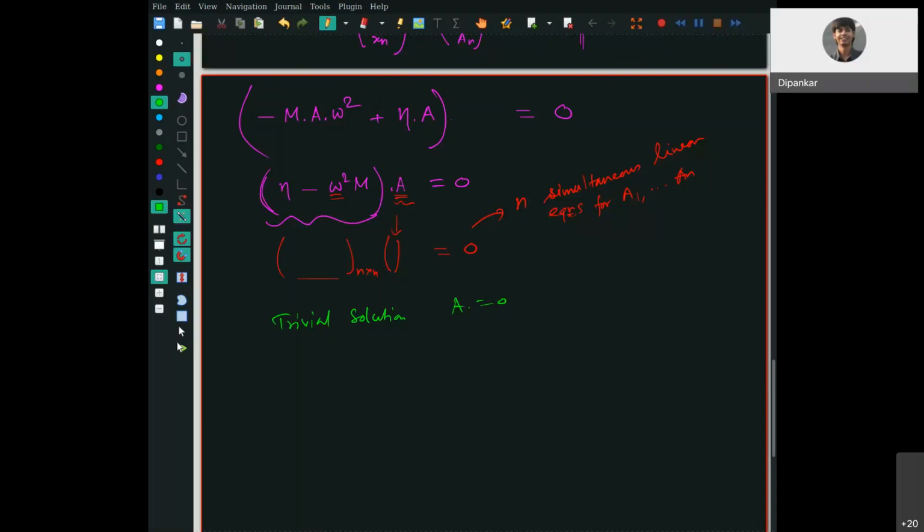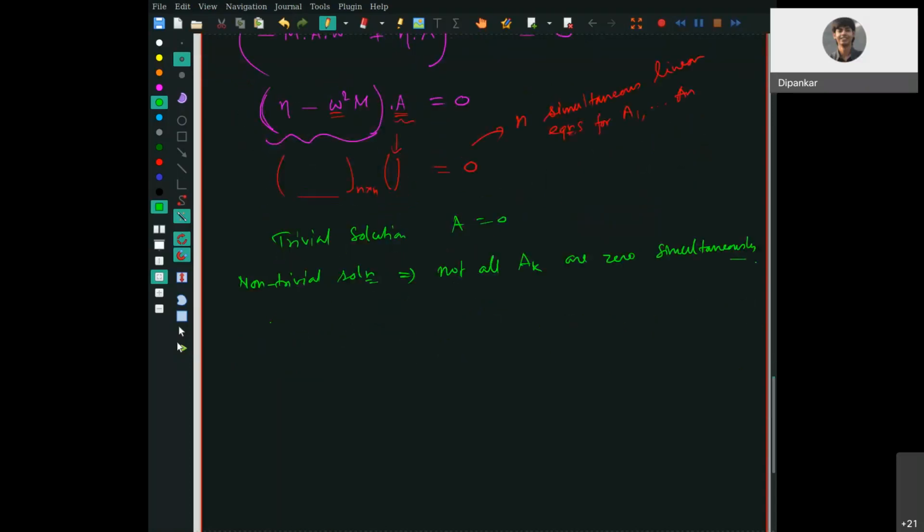But for a non-trivial solution of this equation, you must have the coefficient determinant equal to 0. What that means is that not all the equations are independent. By non-trivial solution I mean that not all ak are 0 simultaneously. So for that to happen, I have to check the determinant of this coefficient matrix, and I equate this to 0.